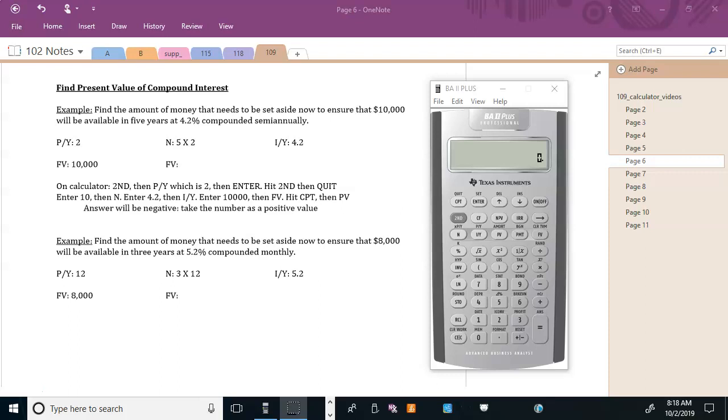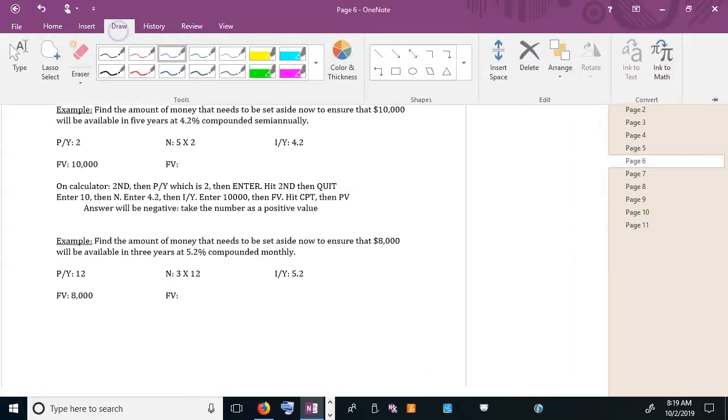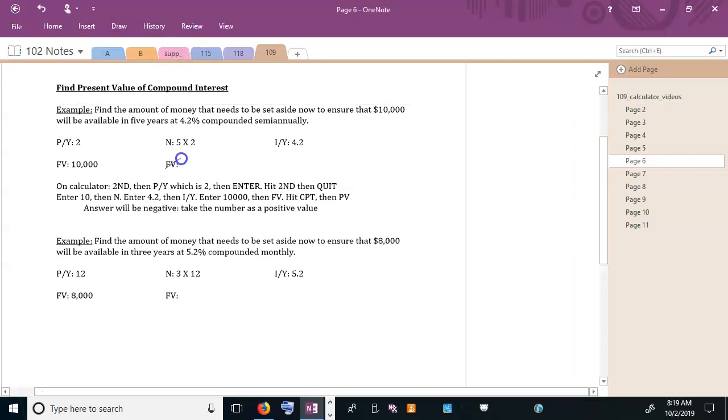So looking at this problem, first of all, we've got that 10,000 is what I want to have in the future. I've got 5 years. It is 4.2%, and it is compounded semi-annually. And I just noticed a problem in my notes. These should say PV. There we go.